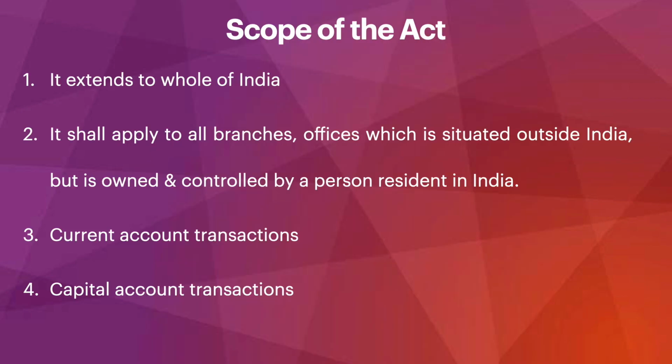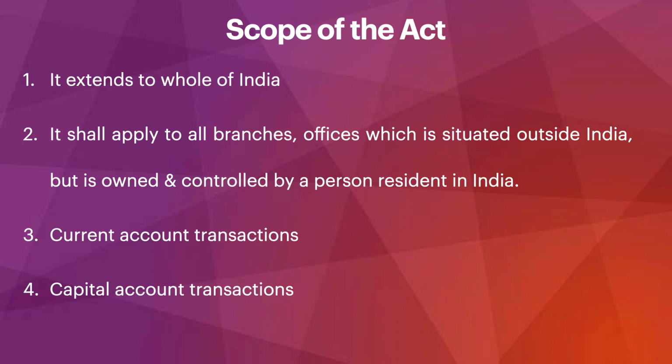So let's look at the scope of the Act. Number one, it extends to the whole of India. As I told you, there are very few acts which extend to the whole of India, whereas major acts extend to the whole of India except Jammu and Kashmir, right? We even looked at, when we started our Indian Contract Act, why Jammu and Kashmir is not a part of certain acts, correct? But this FEMA Act, that is the Foreign Exchange Management Act, is applicable across the whole of India.